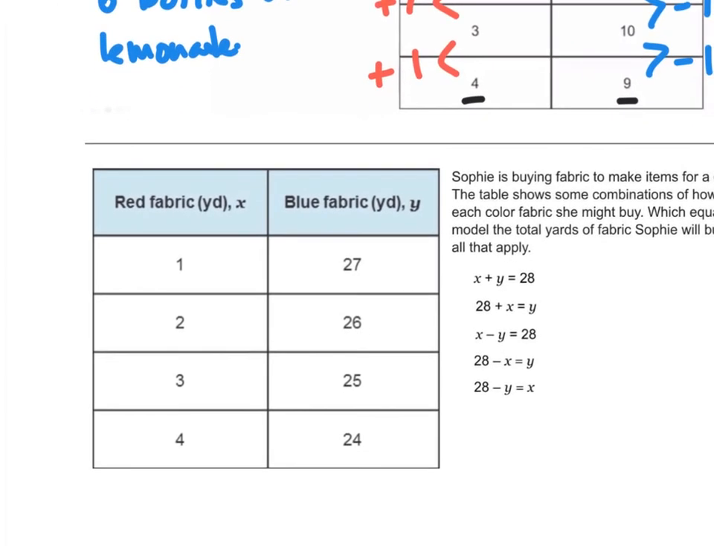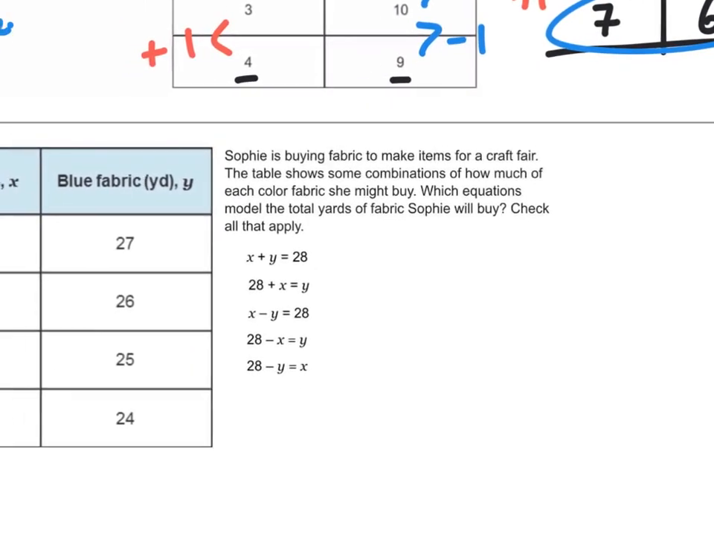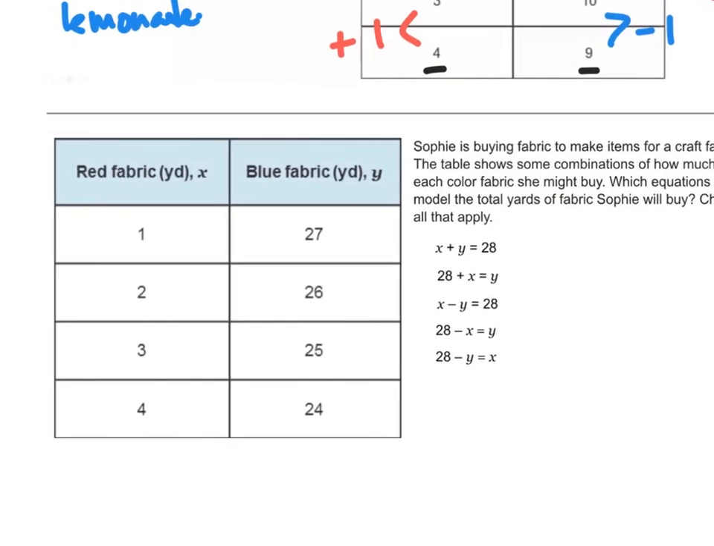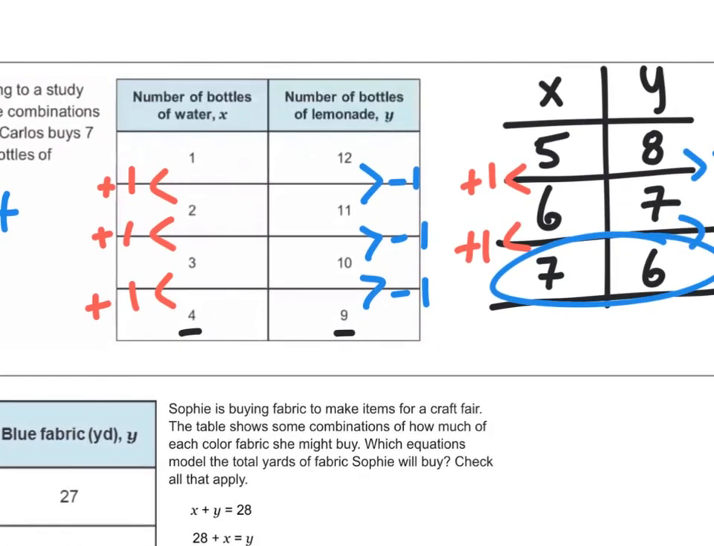Now, in this one, it says Sophie is buying fabric to make items for a craft fair. Okay, the table shows some combinations of how much of each color fabric she might buy. Which equations model the total yards of fabric Sophie will buy? Check all that apply. So here's what we know.